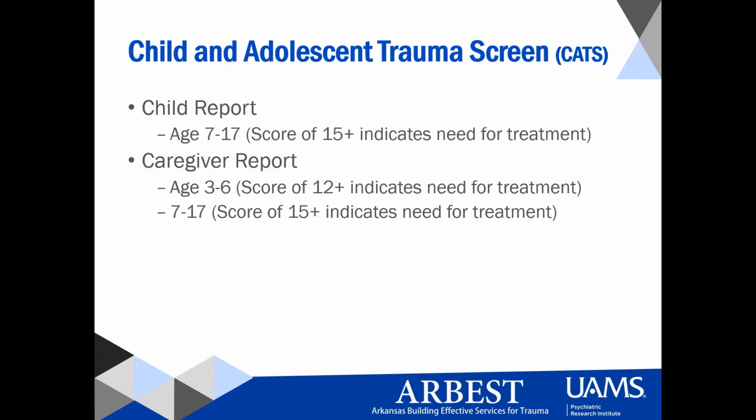Same thing for the caregiver report. If it's 7 to 17, it's 15 plus. For the 3 to 6-year-olds, with the caregiver reporting on their child's symptoms, it's 12 plus. So 12 plus for them means there may be PTSD symptoms at risk, we need to monitor these, and we may need to refer to a TF-CBT provider. They're not off the chart or at that probable PTSD level, but they're at a level that is concerning, that we want to monitor, and we want to start treatment.